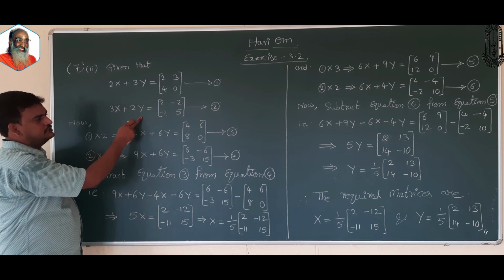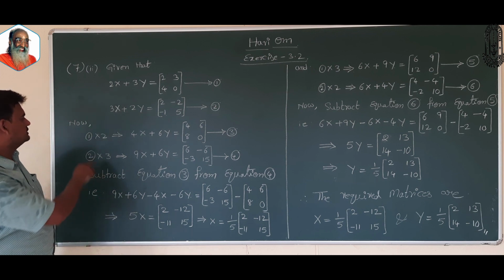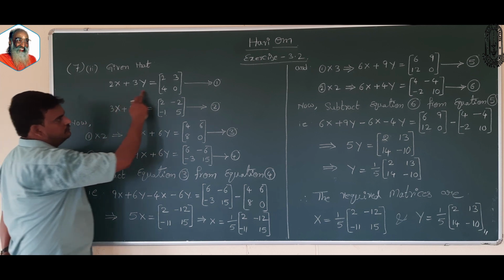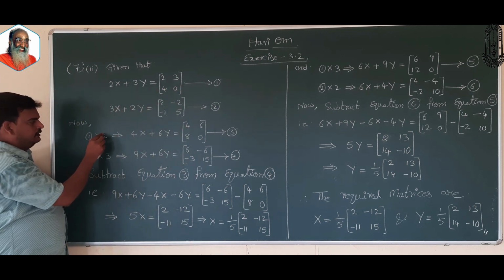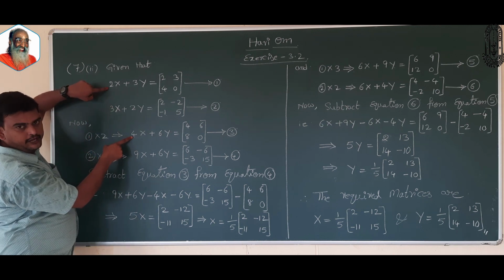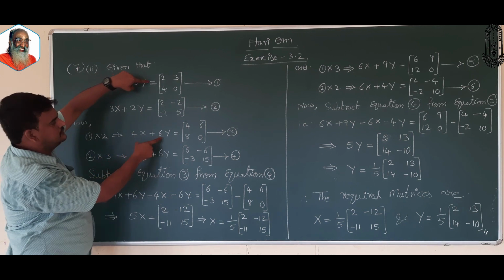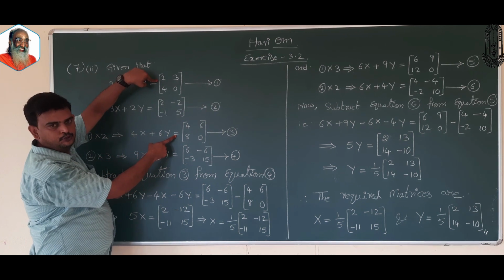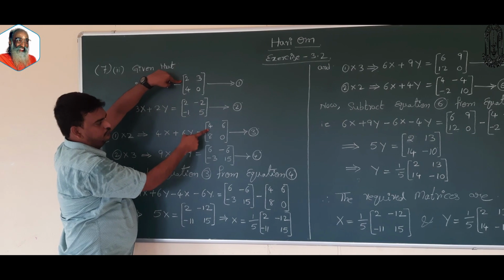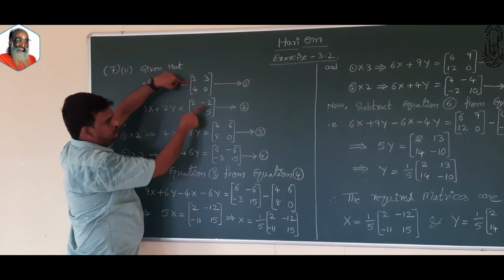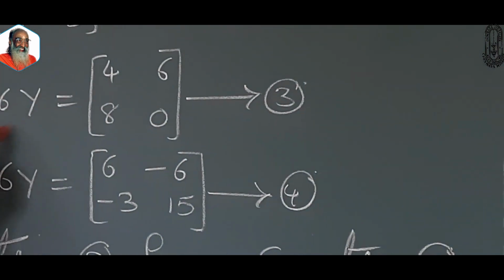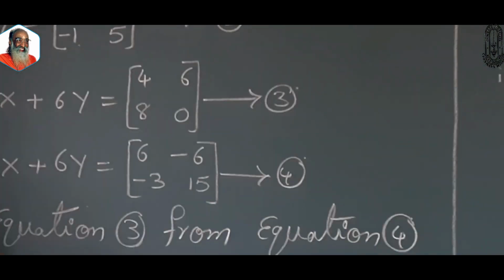To solve these two equations, we perform some operations. The first equation, we multiply the entire equation by 2. So 2 twos are 4X, 2 threes are 6Y, is equal to, and here also we multiply by 2, so the 2 multiplies every element: 2 twos are 4, 2 threes are 6, 2 fours are 8, 2 zeros are 0. So now we have a new equation, which we call equation number 3.